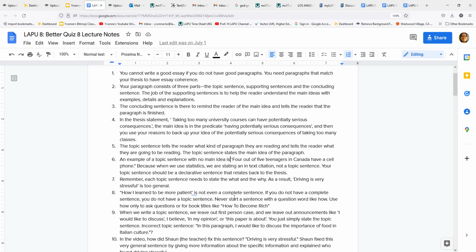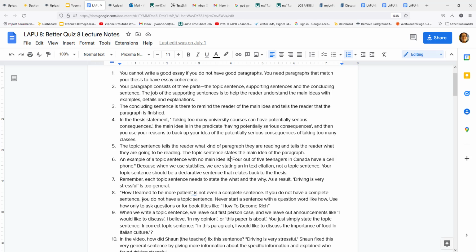Remember, you need a complete sentence for your topic sentence. And so we studied already what is a sentence. A simple sentence has a subject, a verb, and an object, and it expresses a complete thought. So if you do not have a complete sentence as the first sentence of your paragraph, you do not have a topic sentence. Never start a sentence with a question like how. Use how only to ask questions for book titles like How to Become Rich.